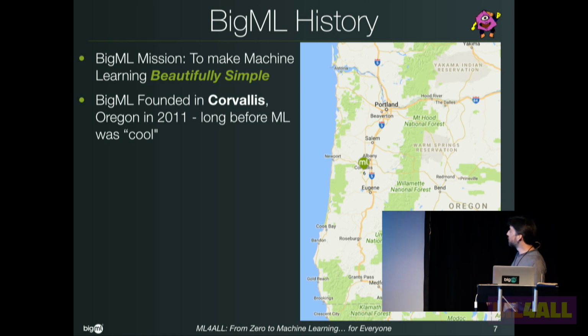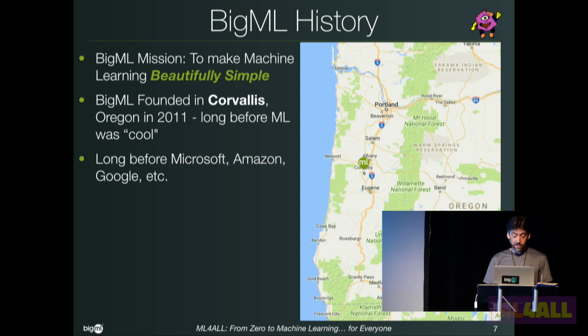We were founded in Corvallis, Oregon in 2011, before machine learning was cool. If we went to a conference like this in 2011, there'd be no one here. It was like, machine learning as a service? Like, what's that? In particular, it was long before Microsoft, Amazon, Google, and all the rest of these players said, hey, there's something here. We could do something cool with that. In fact, they've all tried to buy us at one time or another. That's another story altogether, to be told over drinks.